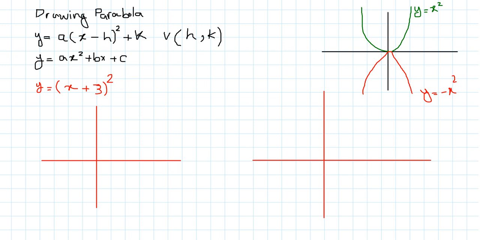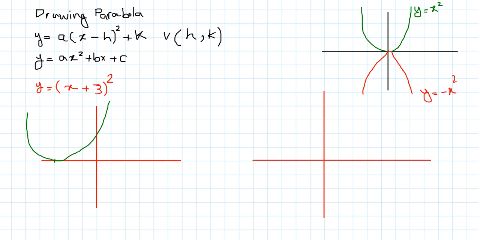Okay, what does it say? Because 3 belongs to x, you should go on -3. So on -3. And what is the sign of x squared? The sign of x squared is positive. So easily I draw it. It is y equals (x plus 3) squared.